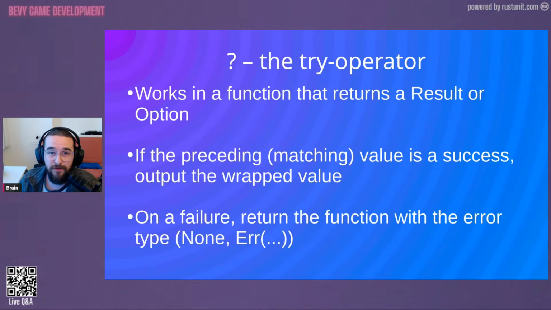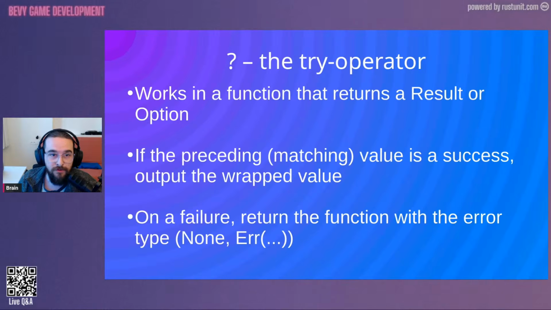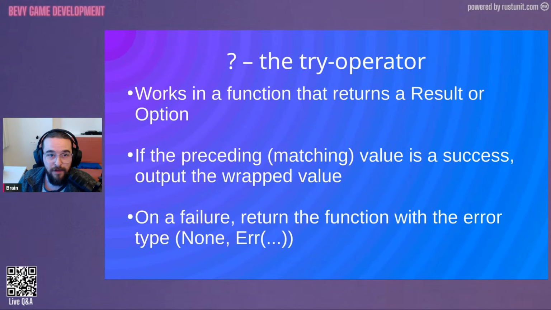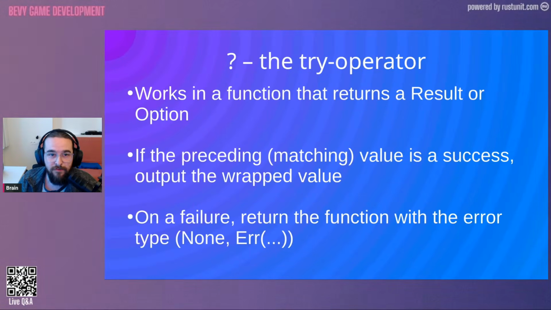The try operator is a really cool part of Rust. It works in any function that returns a result or an option type. If the preceding value is a success type, Ok or Some, then you can just use the wrapped value. On a failure, the function will return the error variant, None or Err.